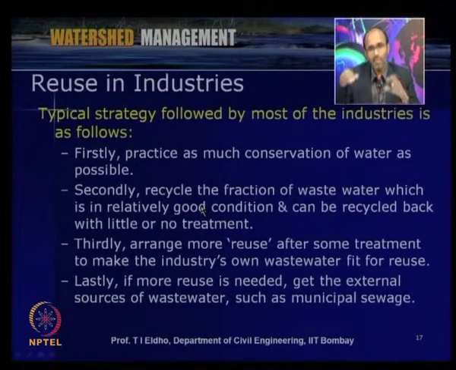That way the industries can save a lot of money, since if they have to buy fresh water again, that will be more expensive. So if they can recycle water with little or no treatment, that can be directly utilized for other processes. Then thirdly, we can arrange for more reuse after some treatment to make the industry's own wastewater fit for reuse. So in the third aspect, they have to collect all the effluent or wastewater coming from various plants, give appropriate treatments, reclaim the water and then go for reuse.